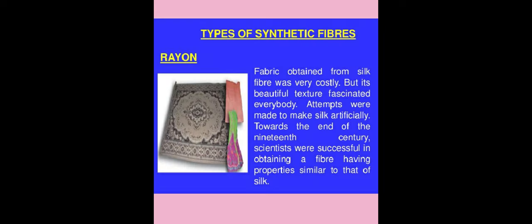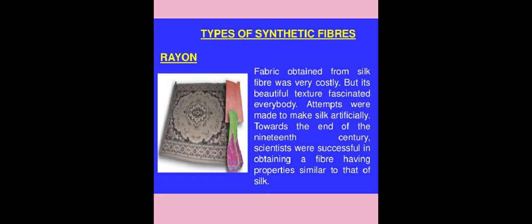Types of synthetic fibers. How many types of synthetic fibers did we see in the classification? Yes, one among them is rayon. Rayon was discovered first by China. The source of rayon is chemical treatment of wood pulp. The uses of rayon are, rayon is used in making a wide variety of colors. Rayon is mixed with cotton to make bed sheets and mixed with wool to make carpets.